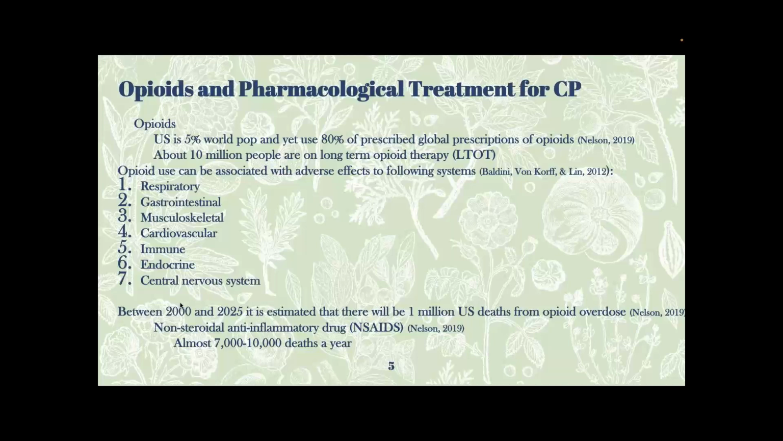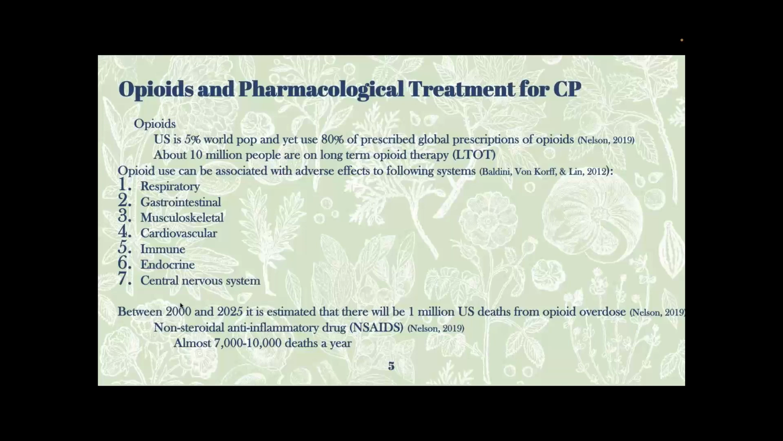The issue with that, of course, is our statistics of overdoses and death between 2000 and 2025, potentially estimating 1 million U.S. deaths from opioid overdose. Outside of death, it certainly also affects a number of our body systems, including the respiratory system, so a depression of that system, a difficulty with breathing. And I'll loop back around to that a little bit later.